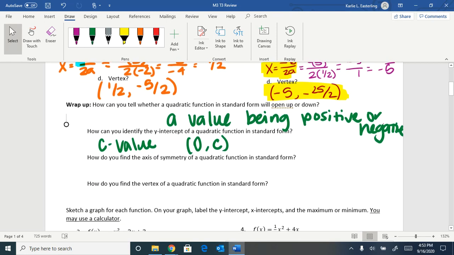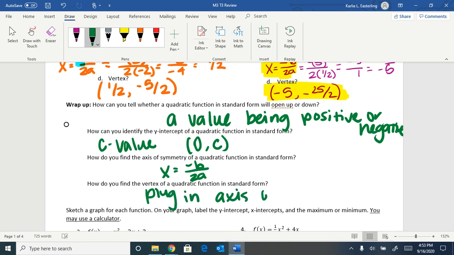How do you find the axis of symmetry of a quadratic function in standard form? That's at x equals negative b divided by 2a. That is so important. And then how do you find the vertex? You then plug in your axis of symmetry to get your y value.